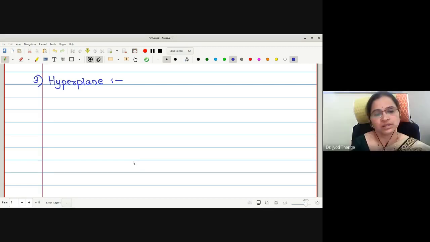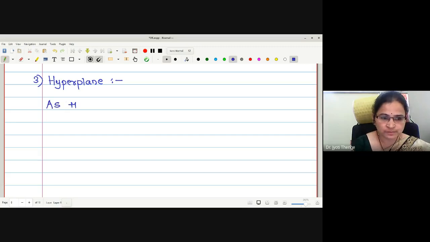Yes. Therefore, this was the concept. Actually, a plane is generalized to be a hyperplane, because whenever we say plane, it's a plane only. But here hyperplane is being generalized. Let me write the definition.